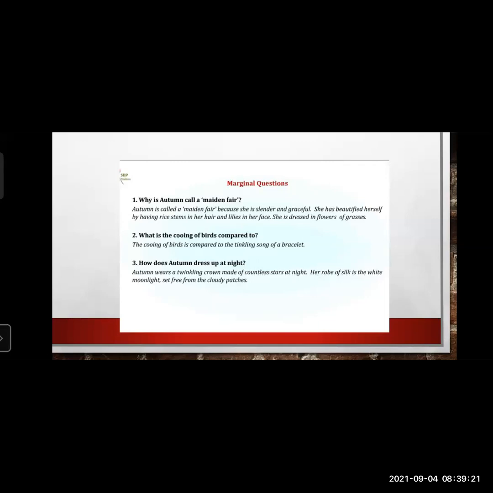So the cooing of birds is compared to the tinkling song of the bracelet. Third question is, how does autumn dress up at night? Autumn wears a tinkling crown made by countless stars at night. Her robe of silk is white moonlight, free from cloudy patches. Yes, the autumn dresses up at night.